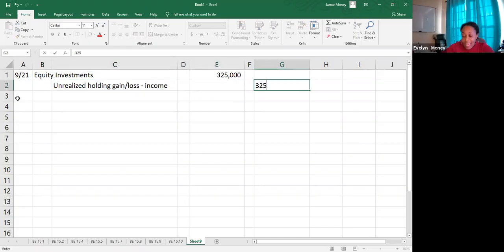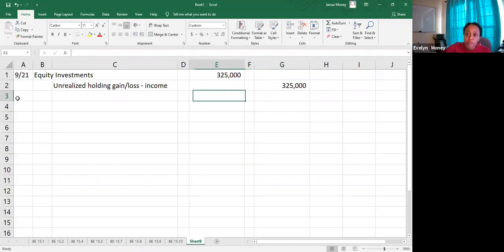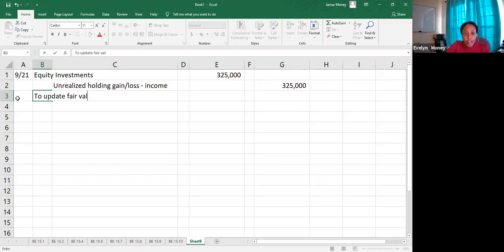Now remember, a realized gain or loss happens when we actually sell it. But this time we're not selling it, we're just updating the fair value of it. So we have to record that unrealized holding gain or loss. Now it's dash income, so it's still going to show up in the calculation of net income on my income statement, and that's because we're getting rid of this investment this period. So that makes it a short-term investment. To update fair value of equity investments.